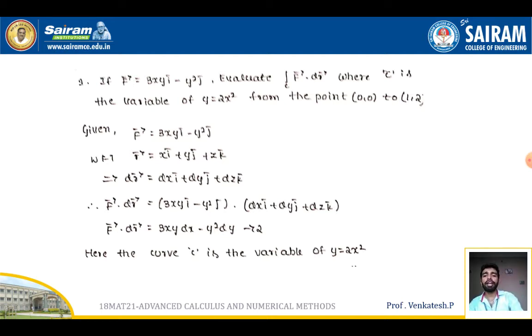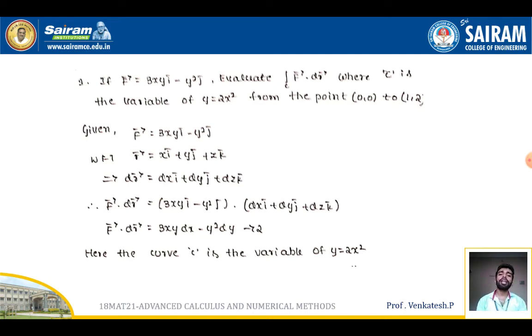So let me take the given vector f is equal to 3xy i cap minus y square j cap, and we know that r is given by what? xi plus yj plus zk. So on differentiating this, I'll be getting dr equal to dx i cap plus dy j cap plus dz k cap. So now I'm going to find the value of f dot dr. Finding the dot product of f with dr vector, that will be equal to 3xy i cap minus y square j cap dot with dx i cap plus dy j cap plus dz k cap. Since it is a dot product, I'm multiplying only i with i, j with j, k with k. So I'll be getting f dot dr is equal to 3xy dx minus y square dy.